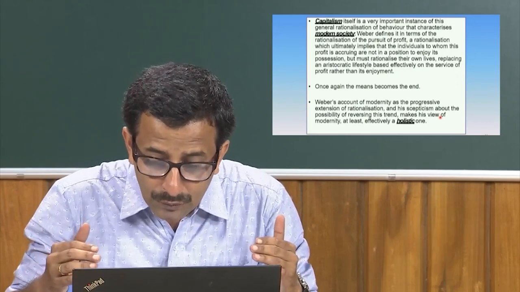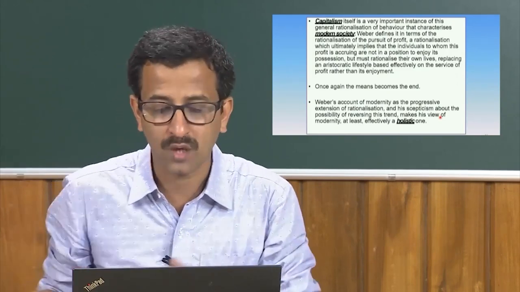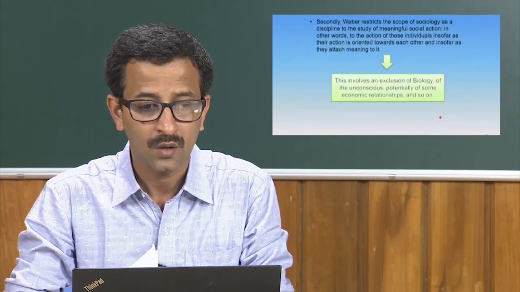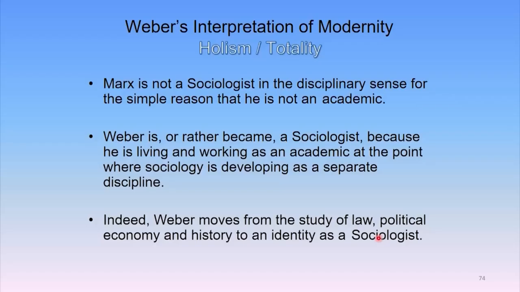Then let us quickly browse what we have discussed today. We started with Weber's interpretation of modernity through the lenses of holism or totality on the one hand and rationality on the other.